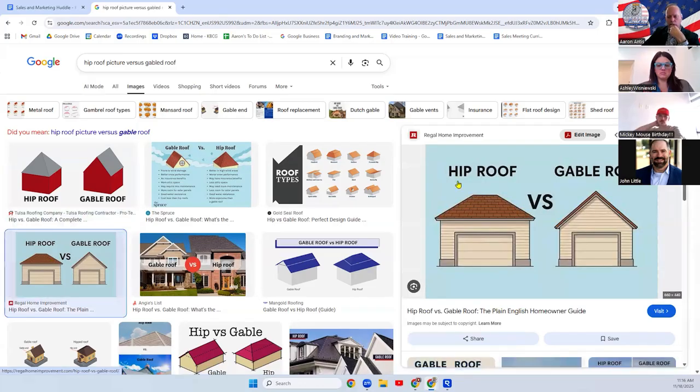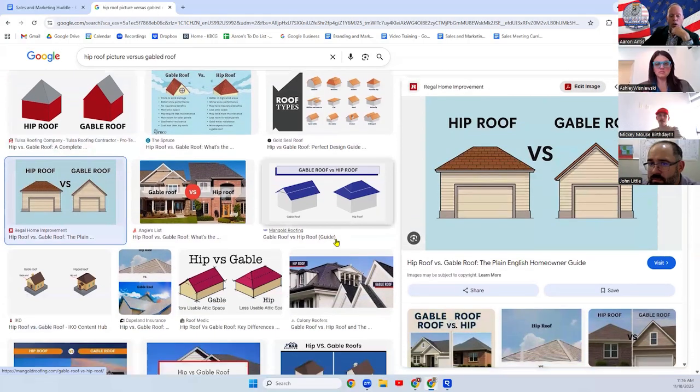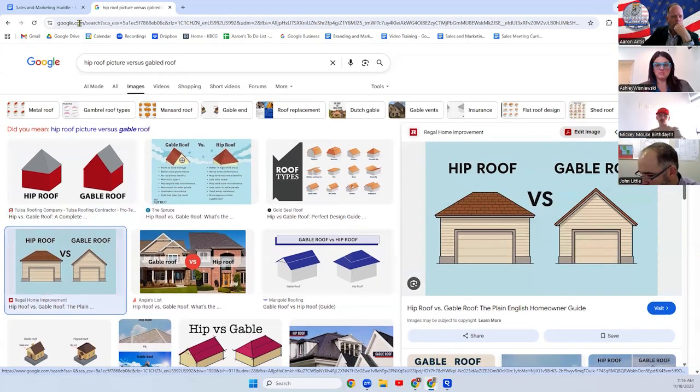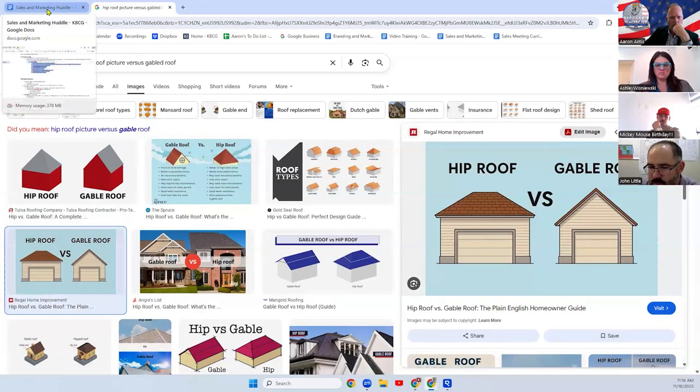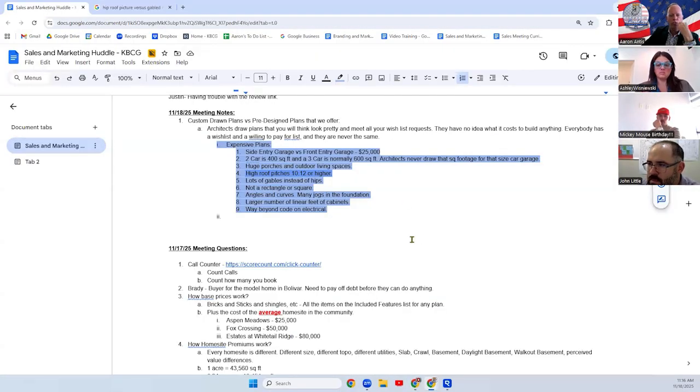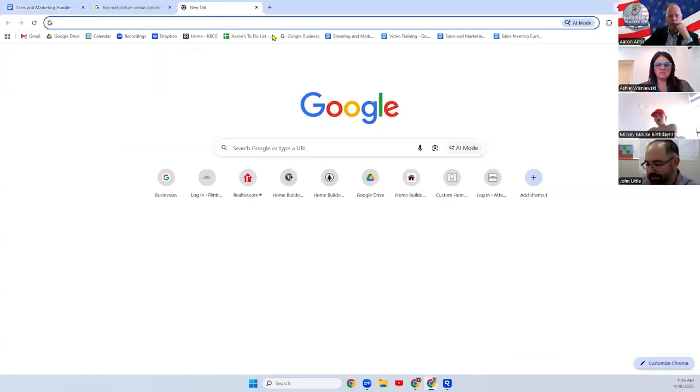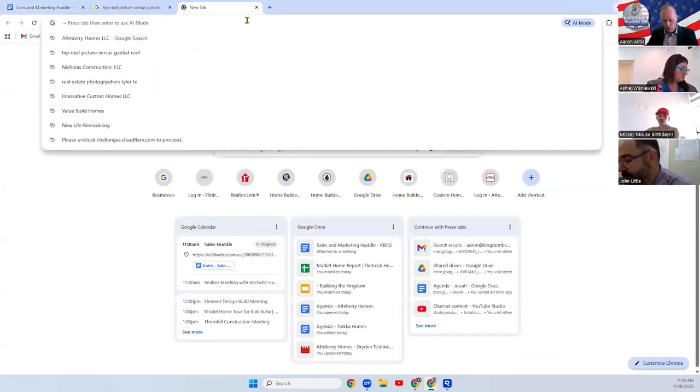Yep. Here's another image of it so you can see the difference. So those are things that cost more money when you build it that way. So gable's more expensive than hip. Correct. The cheapest houses you'll see from the cheapest builders that are trying to get down low, low, low, low, low are always going to be hip roofs, not gables.